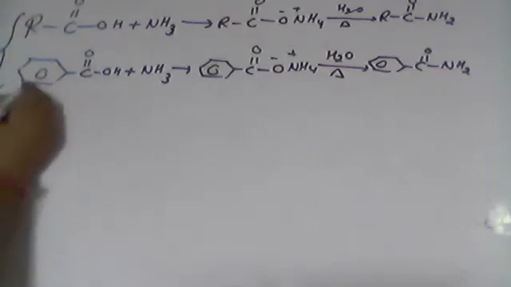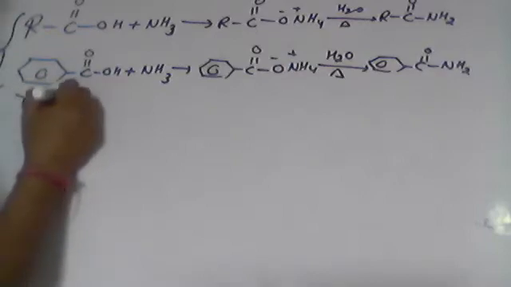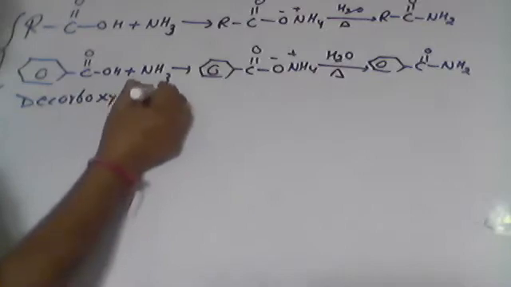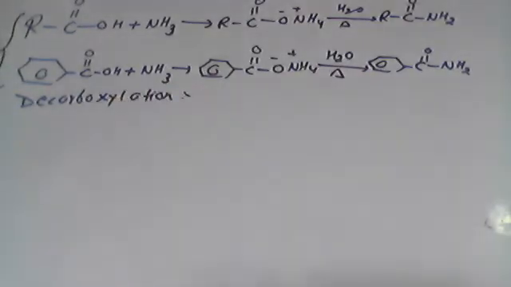Now I will move to Kolbe's electrolysis. Next one we started with Kolbe's electrolysis. Okay, decarboxylation. I told you this is your reaction with ammonia. The next one we did is decarboxylation. I told you decarboxylation means removal of carbon dioxide. In plus one also we have done. Decarboxylation means removal of carbon dioxide.